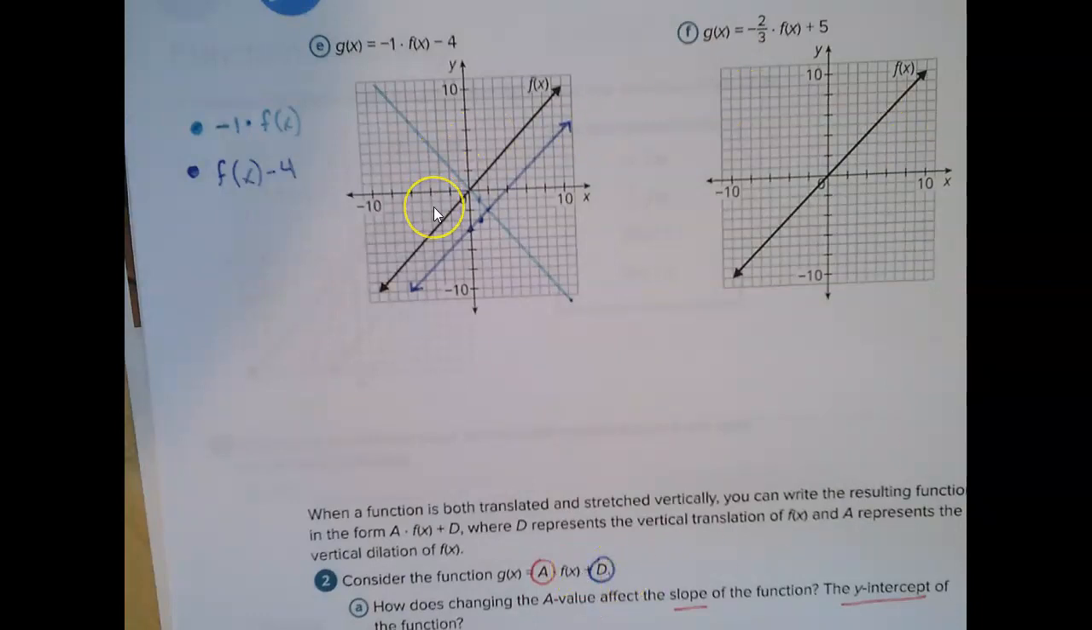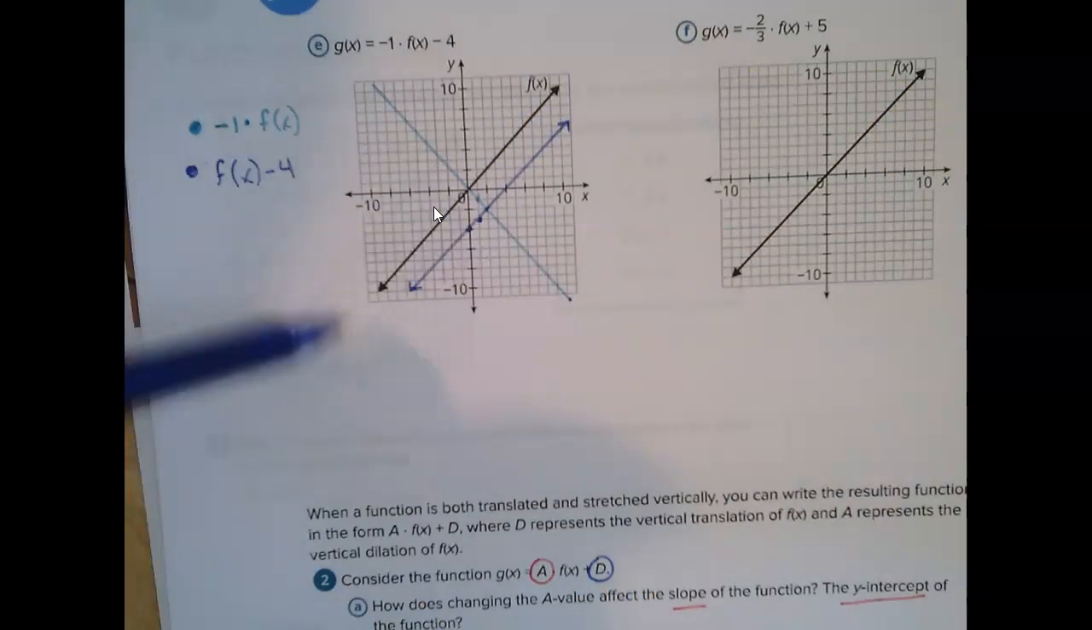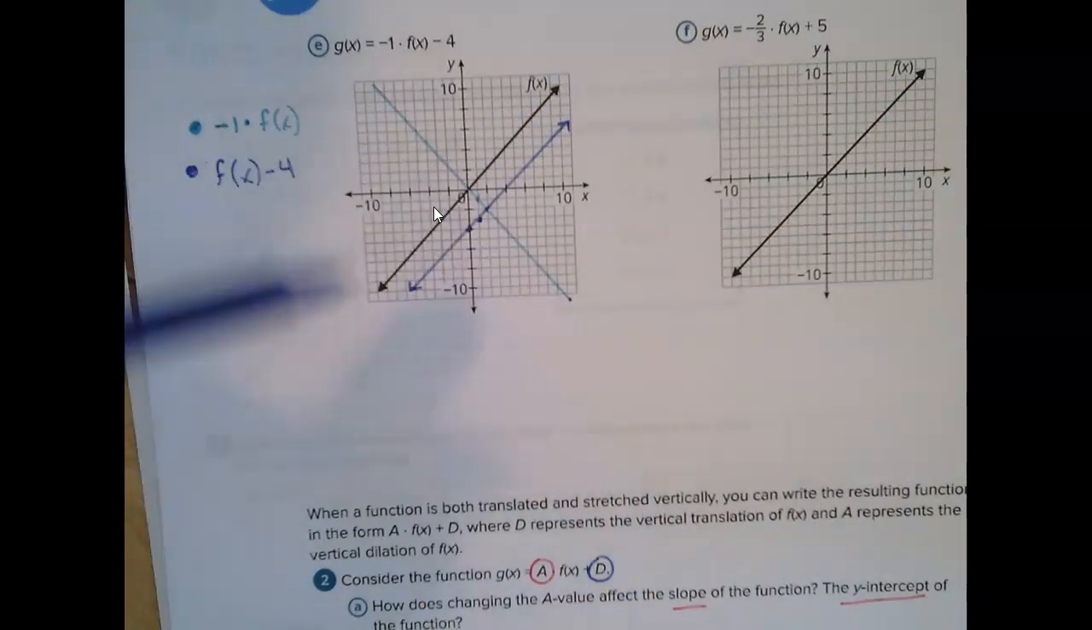And again, just remember that this here is not the answer for E. I'm just using this graph to show you what to do for the questions down below.